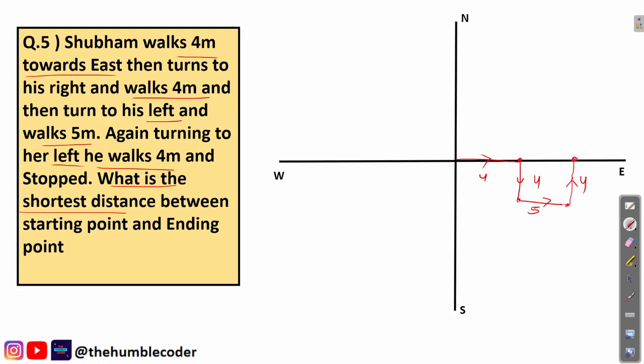What is the shortest distance between the starting point and the ending point? So we have to find the shortest distance, which means that this was the starting point and this is the ending point. So this distance we need to find. So the distance is 4 plus 5, 9 meters. So the correct answer for this question is 9 meters.